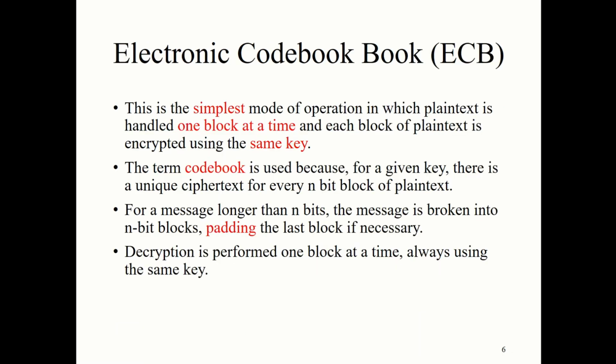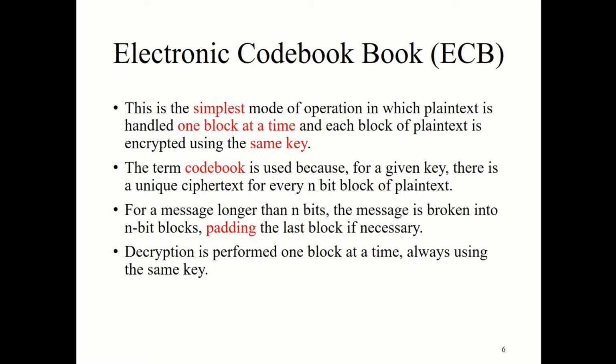Now the first mode is called Electronic Code Book, ECB. It's a very simple one. I'm going to go to the diagram and explain it. But in general, you have the plain text, and you split the text into blocks. Each block goes into an encryption with the same key, over and over, for all the blocks.